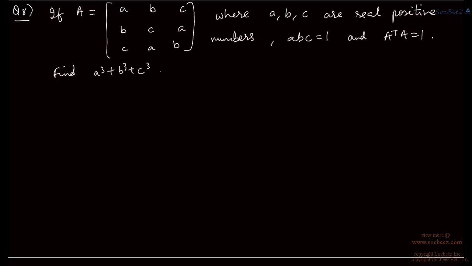Now, if A is equal to [A B C, B C A, C A B], where A, B, C are real positive numbers, ABC is equal to 0, and A transpose A is equal to 1, find A cube plus B cube plus C cube. Okay. This real part is not needed here. Right. So just check this out. So A, B, C are just real numbers, right? Nothing about their positive or negative part.